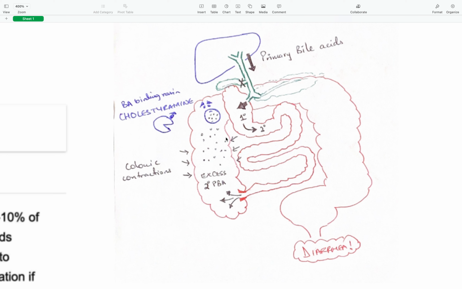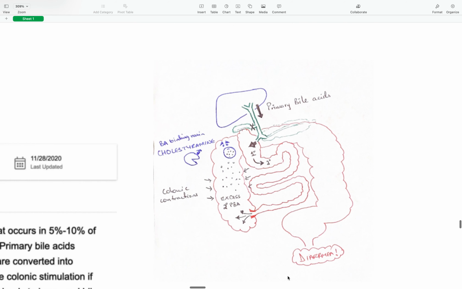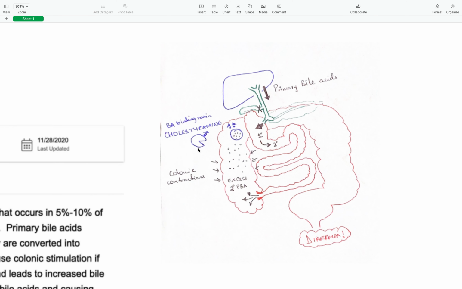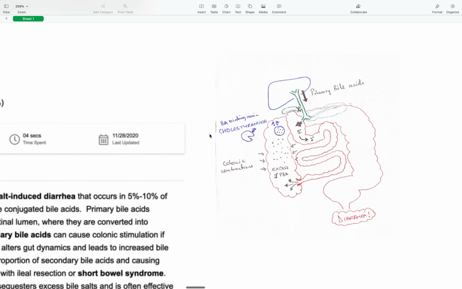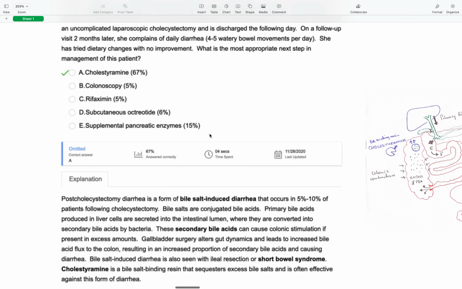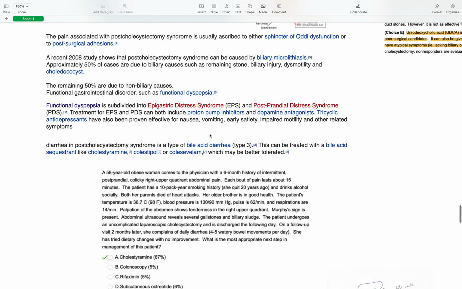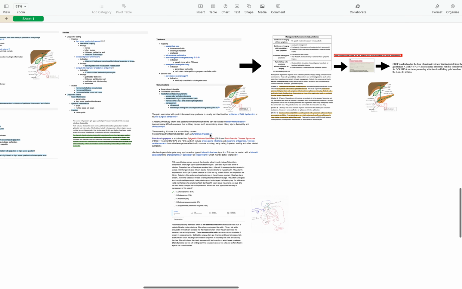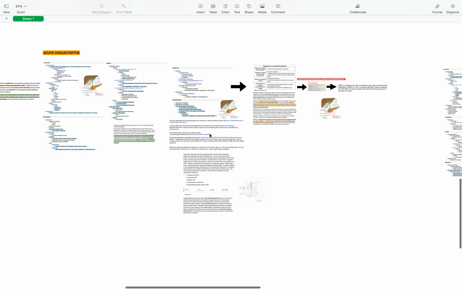So how do you treat this? You treat this with bile acid binding resins called cholestyramine. So this is cholestyramine. What does it do? It sequesters these bile acids or bile salts. Okay. So when it does that, the colonic contraction reduces and the diarrhea also reduces. So this is how bile acid binding resins like cholestyramine help prevent diarrhea in patients with post-cholecystectomy syndrome. Okay, so that was all about acute cholecystitis.